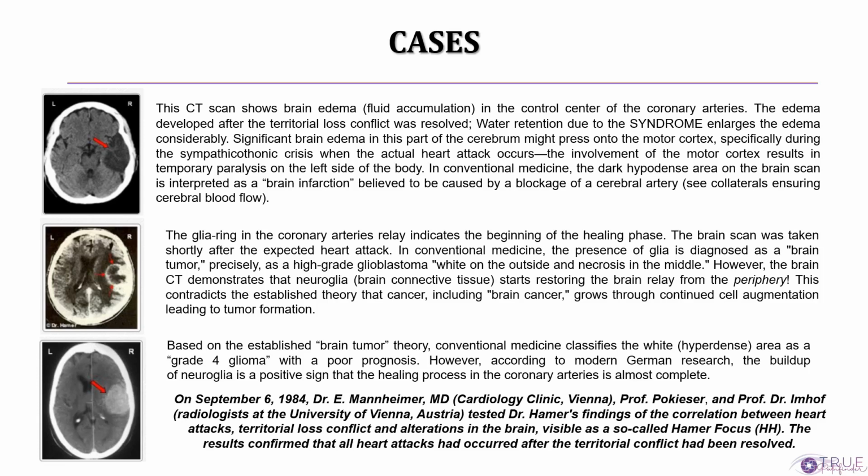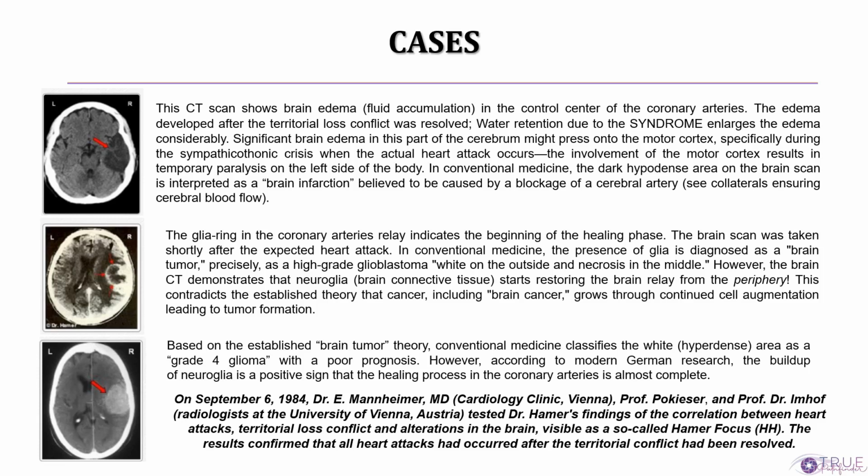The glia ring in the coronary arteries relay indicates the beginning of the healing phase. In the second picture, the brain scan was taken shortly after the expected heart attack. In conventional medicine, the presence of this glia is diagnosed as a brain tumor, precisely as a high-grade glioblastoma, white on the outside and with a necrosis in the middle. However, this brain CT demonstrates that neuroglia, so the brain connective tissue, starts restoring the brain relay from the periphery.